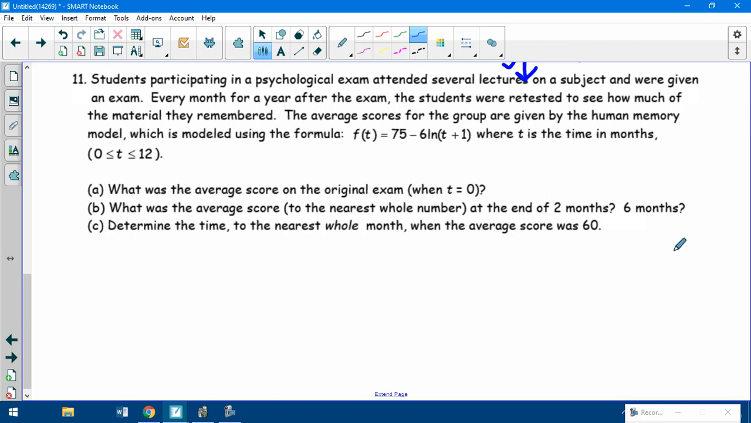So for part A, all you really have to do is plug in 0 for t. So f of 0 is 75 minus 6 ln of 0 plus 1, or 1. And you can type that into the calculator, but what did I always say log of 1 is? Whatever the base is, the base raised to what exponent is going to give you 1? 0. So that's zeroed out, and I have 75.